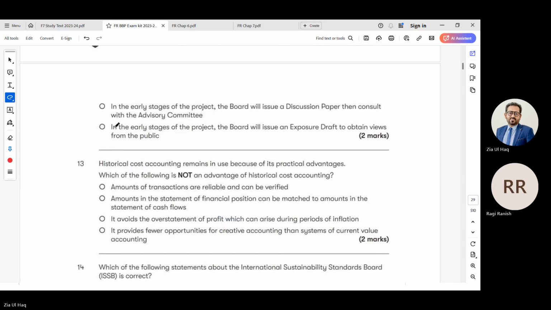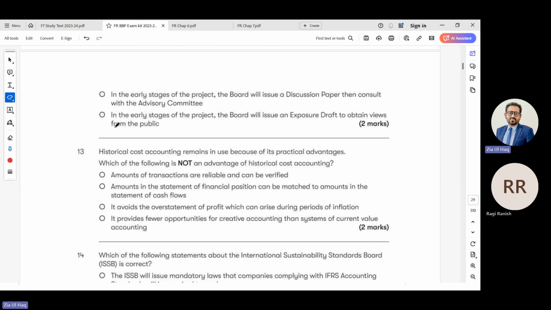13. Historical cost accounting remains in use because of its practical advantages. Which of the following is not an advantage of historical cost accounting? Meaning, which is a disadvantage. Amounts of transactions are reliable and can be verified using historical cost basis. Reliable and can be verified through documents, invoices. So this is an advantage.